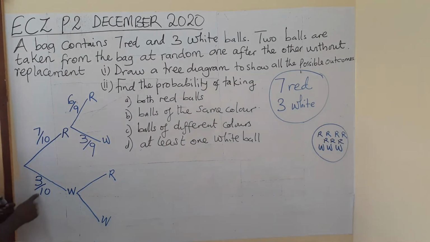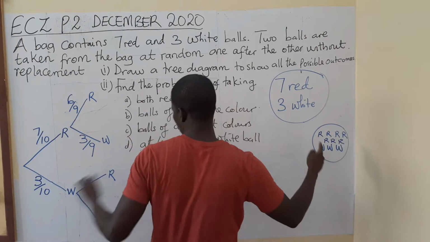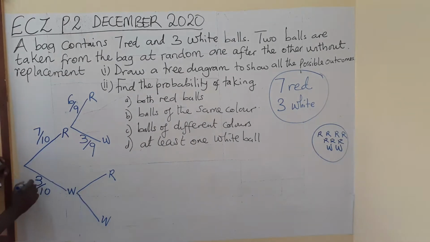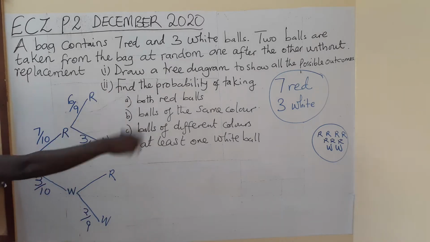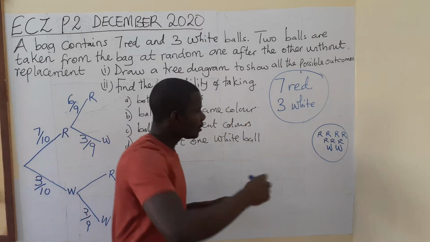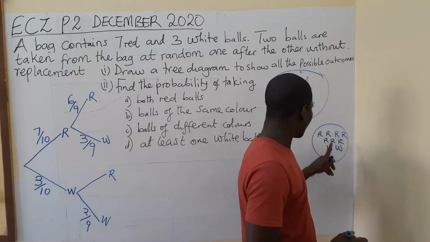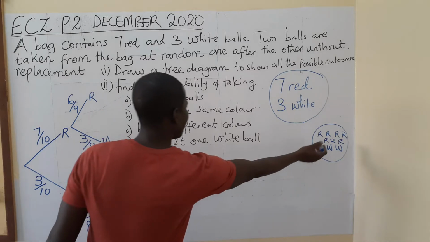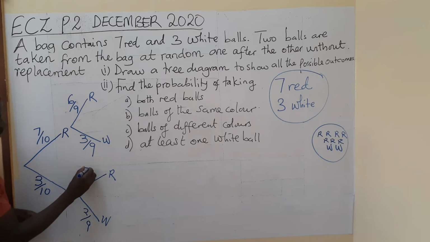It is going to be 3 over... Now, what is the probability? I mean the second one, if the first one was white, meaning this one was removed. So the number of white balls has reduced from 3 to 2 over 9. The total number of balls in the bag has reduced from 10 to 9. What about the red balls? The red balls are still intact. It is still 7 over 9. Are we together?